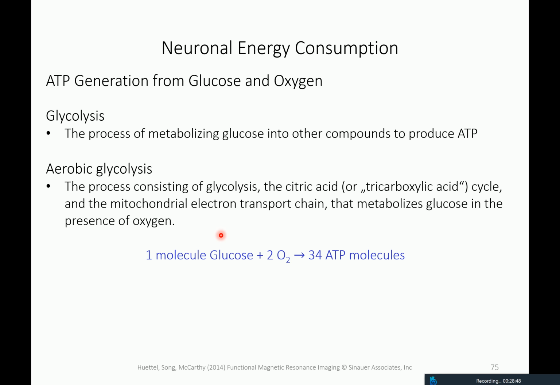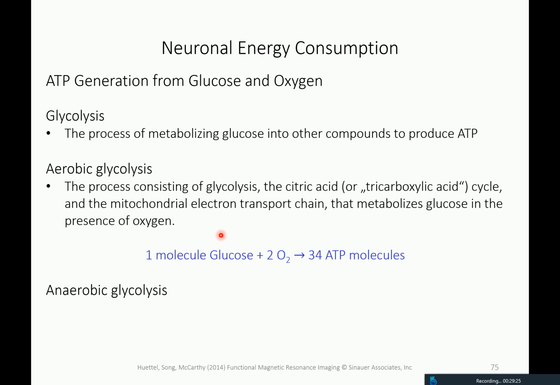This is the one that actually yields a lot of ATP. So basically from one molecule of glucose, so sugar, and 2 oxygen molecules, you get 34 ATP molecules via essentially some basic glycolysis, and then the tricarboxylic acid cycle. You see that I'm pronouncing these words once a year. Following the TCA cycle, I guess, the mitochondrial electron transport chain.